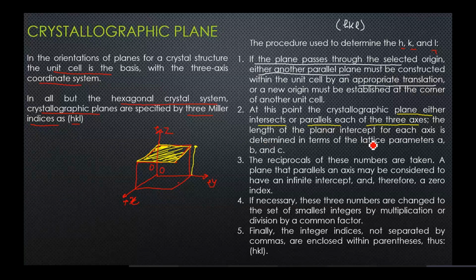Now you have to determine the intercept for each axis in terms of lattice parameters a, b, and c. So for this yellow plane, let's first take x, y, and z and write down the intercepts. Is the yellow plane intersecting this x-axis?